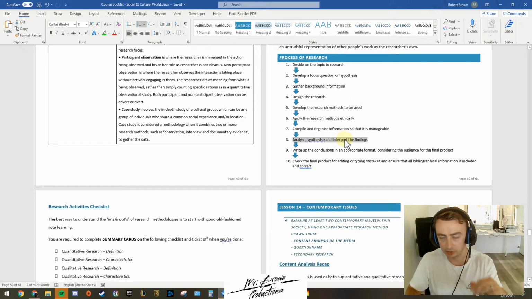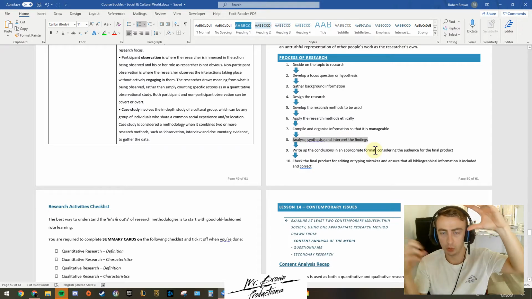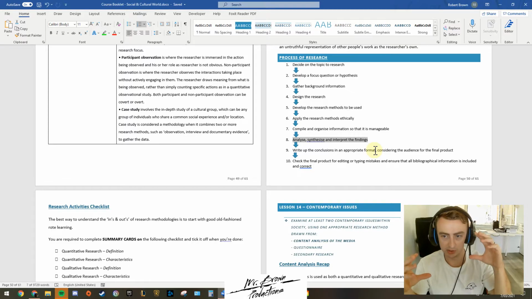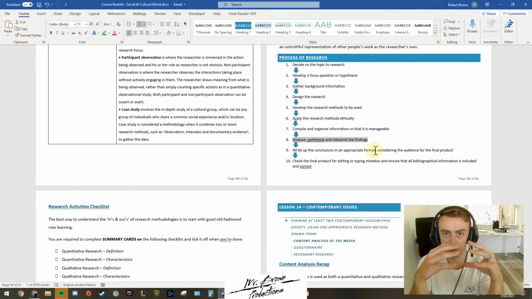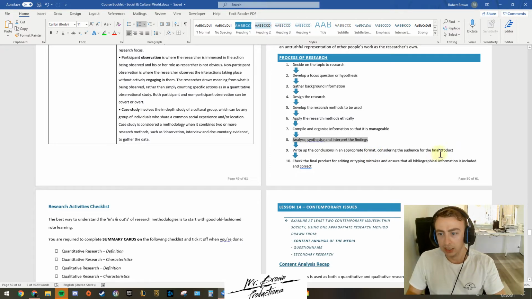7 and 8 are similar in that way, but once you've put all the information there, you're then going to analyze it and say, okay, which bit's useful? I've got to interpret the findings here. How is what they've said in my questionnaire and interview matching up with secondary research? What does it say about it? And then section 9 is where you write up the conclusions.